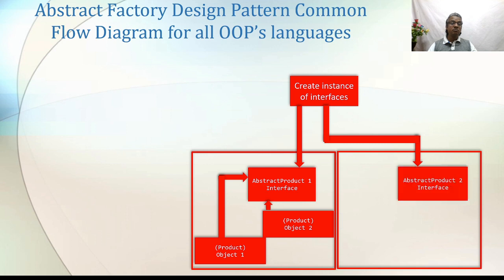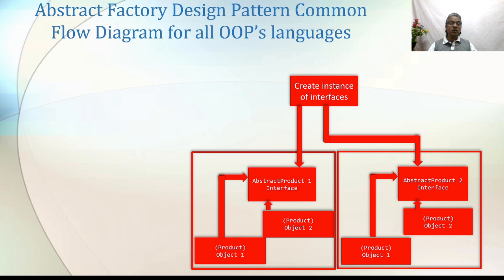Next, moving to another abstract product. That means we are going to create one more interface, a different kind of interface. I have created two products here as well. If you want, here also you can create multiple products, depending on your project requirements. See, this is showing only the general flow. I'm not going to present any coding or language specification. Here we can see completely only the flow of how it works.